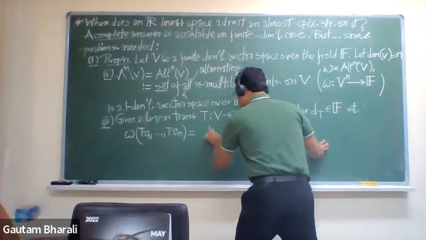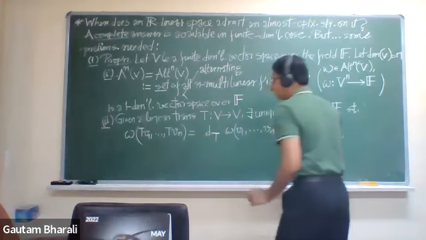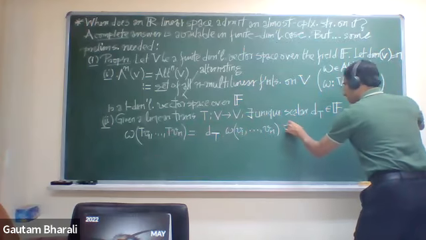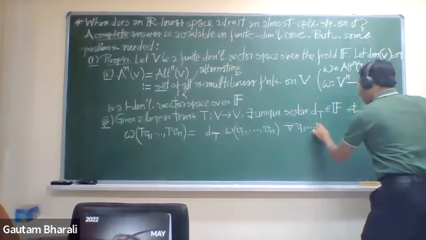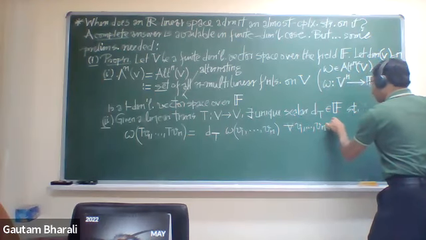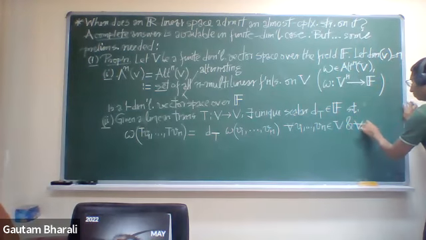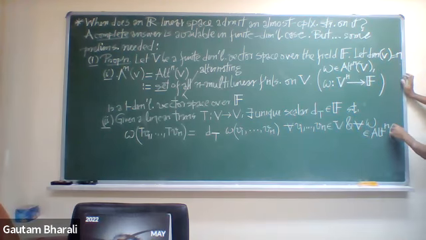And what happens is there is a scaling, a fudge factor, d sub T, that makes this an identity. What I mean by makes this an identity, this is true for all V1, dot, dot, dot, Vn coming from capital V, and for all omega belonging to alt n of V.